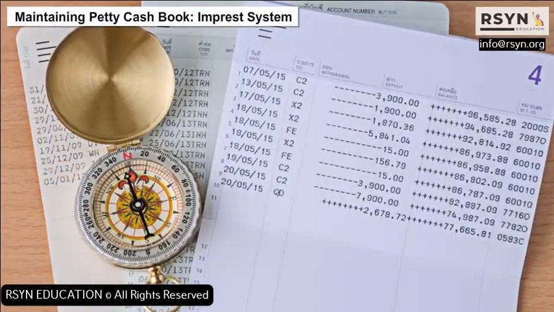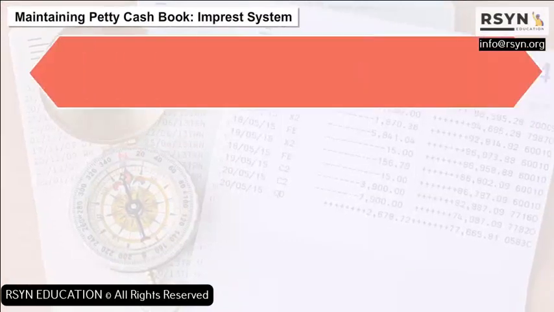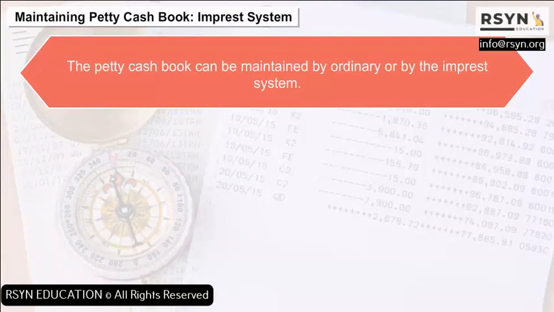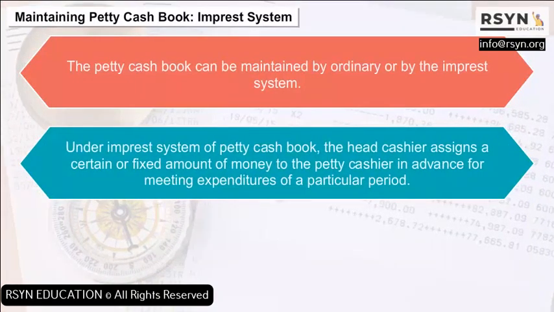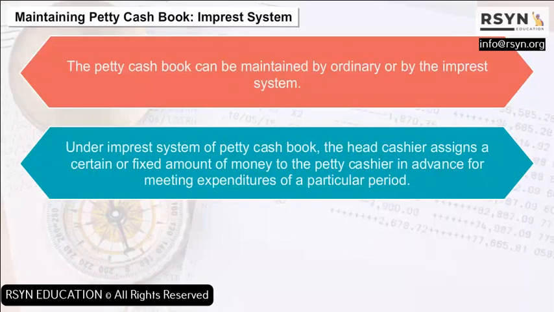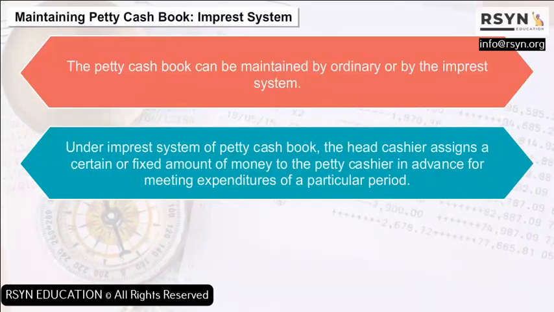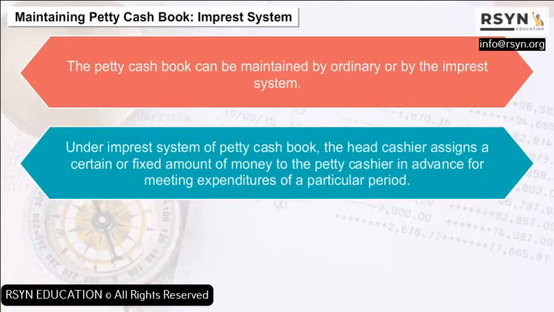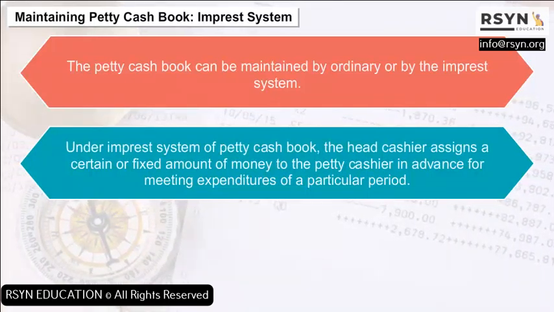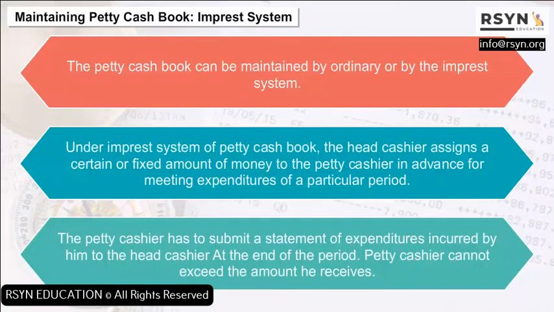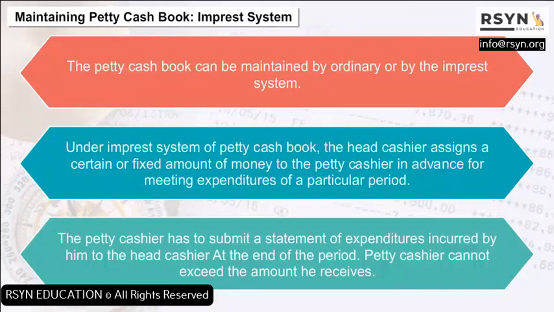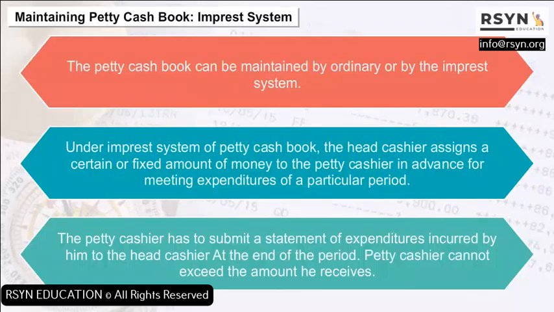Maintaining petty cash book. Imprest system. The petty cash book can be maintained by ordinary or by the imprest system. Under imprest system of petty cash book, the head cashier assigns a certain or fixed amount of money to the petty cashier in advance for meeting expenditures of a particular period. The petty cashier has to submit a statement of expenditures incurred by him to the head cashier at the end of the period. Petty cashier cannot exceed the amount he receives.